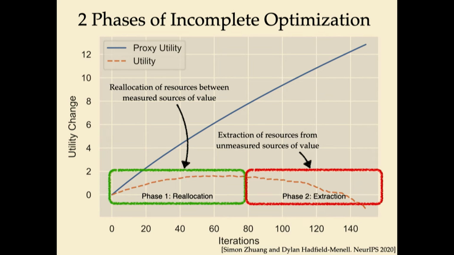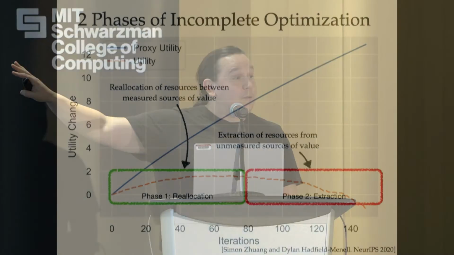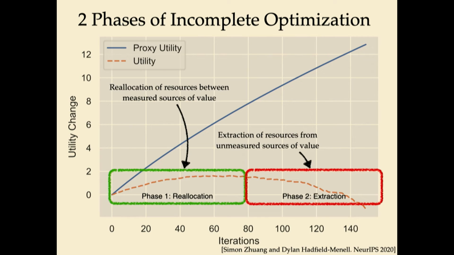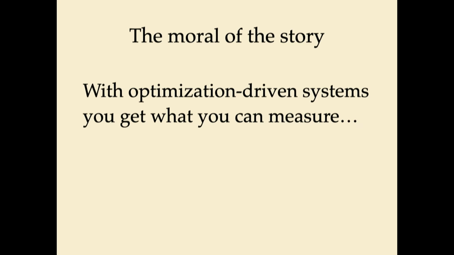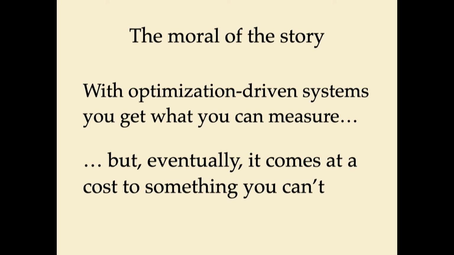And notice that this is about optimization systems, not just AI systems. So this plot and this picture could very well apply to climate change and developed economies and capitalism, as well as AI systems and AI agents. All right, so that's my little preamble to get us started. The moral of the story is with optimization-driven systems, you get what you can measure, and eventually that's going to come at a cost to something that you can't.